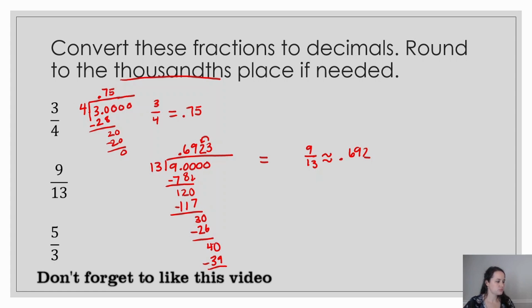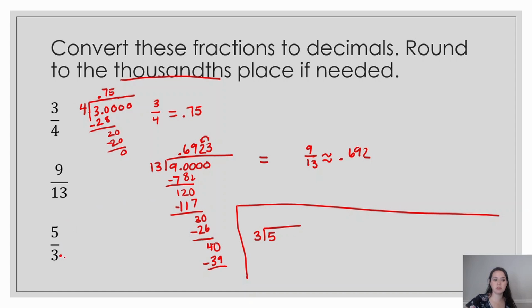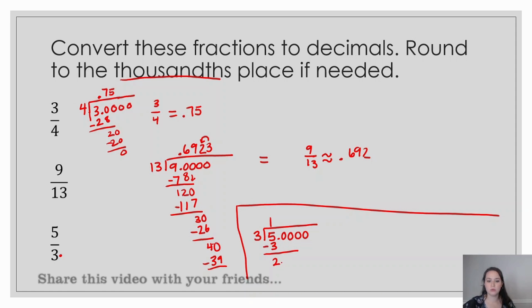All right, and then your last one here, 5 over 3. I'm going to do this over here for space. Ooh. All right, so I have 3 divided by 5. So notice, I still always put the denominator on the outside, even if it's smaller. That's okay. Go ahead and get me some zeros up here. So I have 3 goes into 5 one time. Cool, that's sweet. I know what that's like.